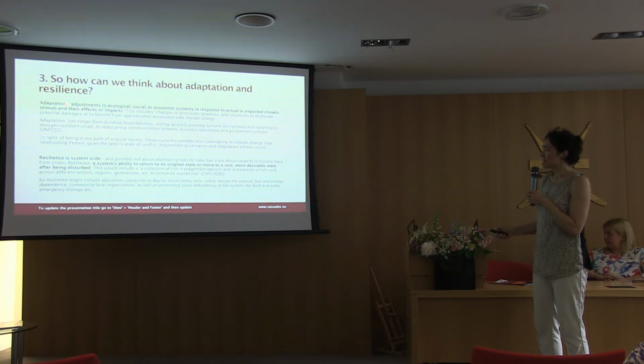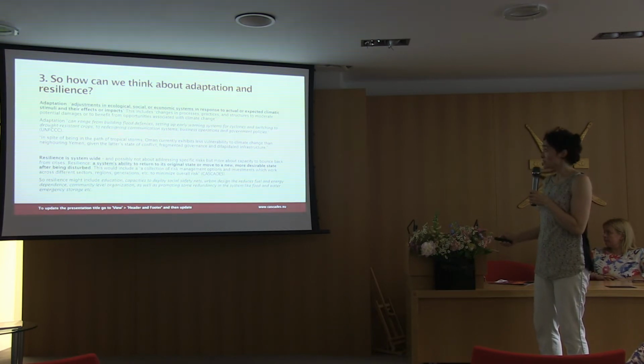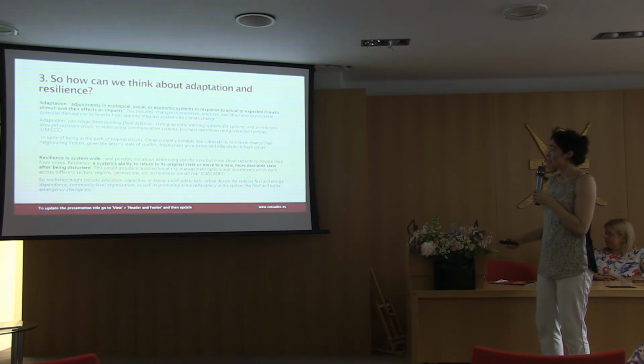Adaptation is referring to adjustments in ecological, social, or economic systems in response to actual or expected climate stimuli or their effects and impacts. It can range from building flood defences, setting up early warning systems for cyclones, switching to drought-resistant crops, or in Oman's case, crops that can live with a saline soil, which is very important, redesigning communication systems or government policies.